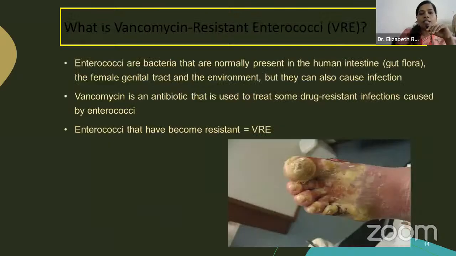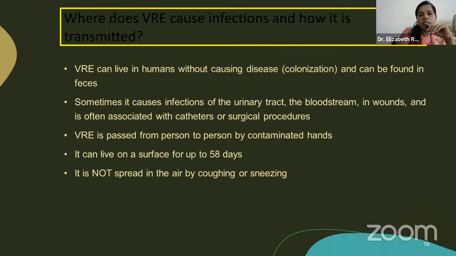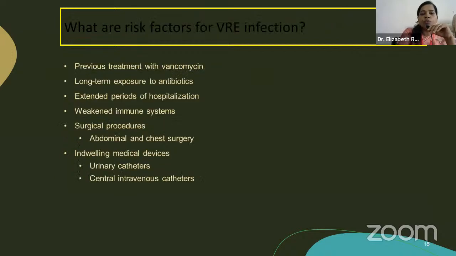Apart from that, another important problematic bacteria is vancomycin resistant enterococci. It is drug resistant against vancomycin, in addition to other antibiotics also. Vancomycin resistant enterococci can live in humans without causing any disease if their immunity is good. But when they have a poor immune response, they start causing infection. And how to prevent them? If there has been previous treatment with vancomycin, it is very difficult to treat. We have to have more effective antibiotics to treat such infections caused by vancomycin resistant enterococci.